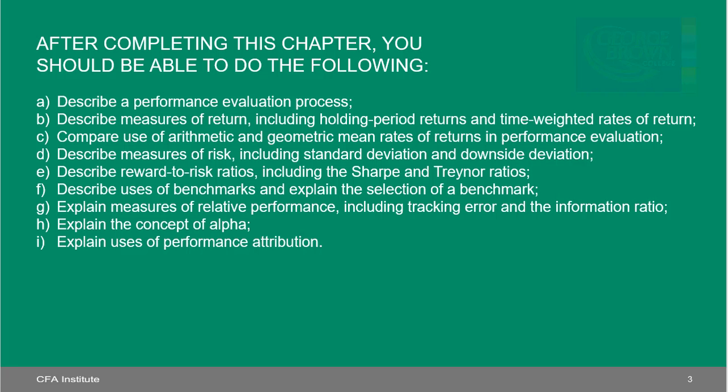F, describe uses of benchmarks and explain the selection of a benchmark. G, explain measures of relative performance, including tracking error and the information ratio. H, explain the concept of alpha. And finally, I, explain uses of performance attribution.